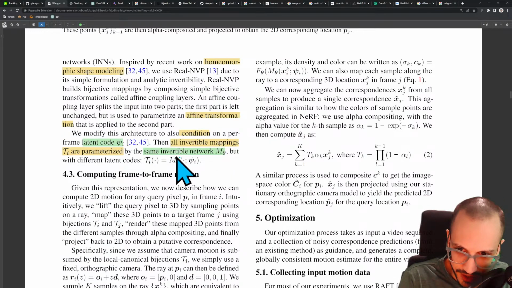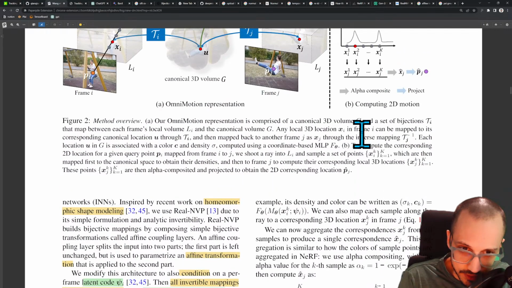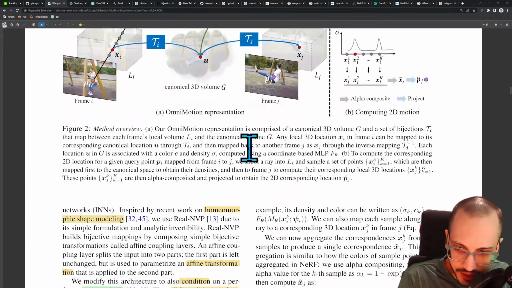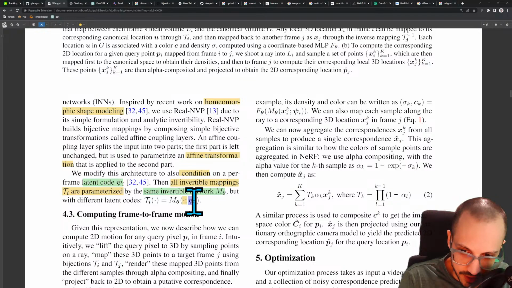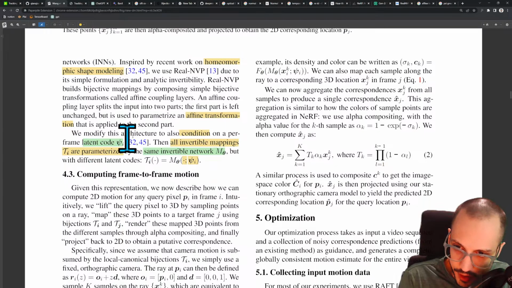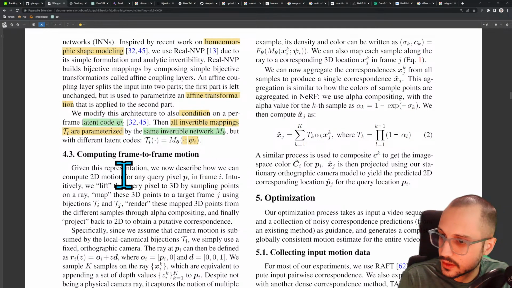But now here, you finally learn the truth, is that every single one of those bijections are going to actually be the same neural network. There's only going to be one neural network here. It's going to be M theta, right? So theta is going to be the parameters for this neural network M. And this neural network M takes in Xi, but then it's also going to take this latent code. All right, so that actually seems pretty straightforward.